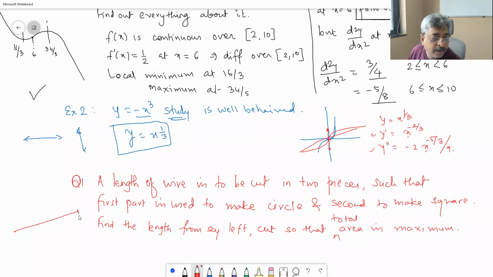Understood? There is a wire of length, say L. You need to cut it at, say, X. I am giving you the setup because the variable is X. Total length is L. The first part, this X length, is used to make a circle, and L minus X length is used to make a square. So give us what length X of L we should cut so that we get maximum area.